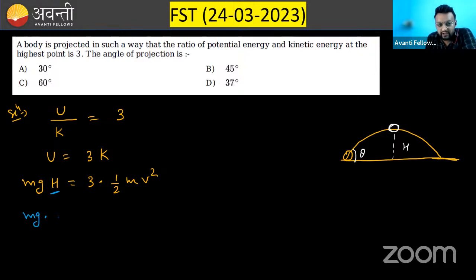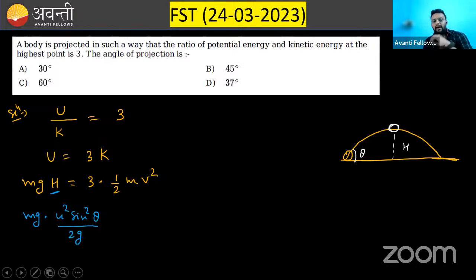Mg. What is the maximum height? U square sine square theta divided by 2g. I think there is no problem with this. The statement is equal to 3 by 2 m v square. What is the velocity at the highest point?